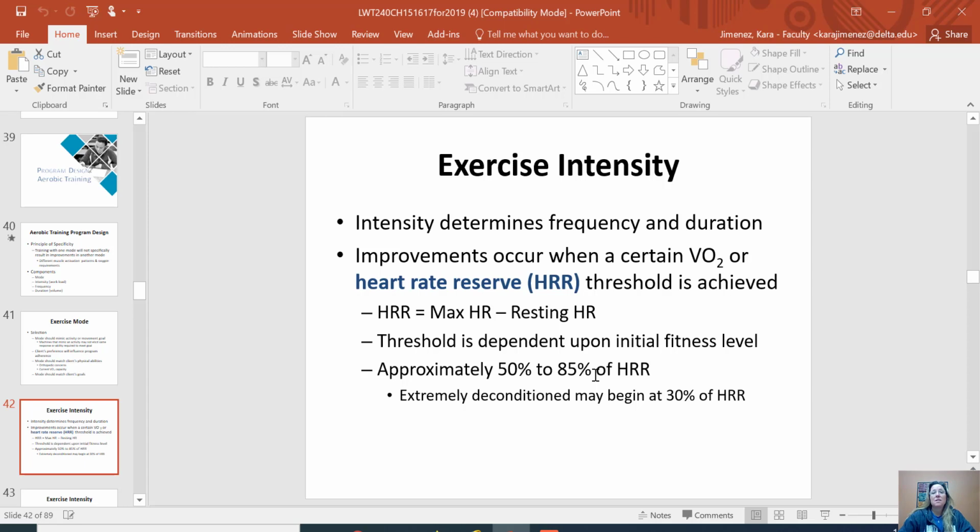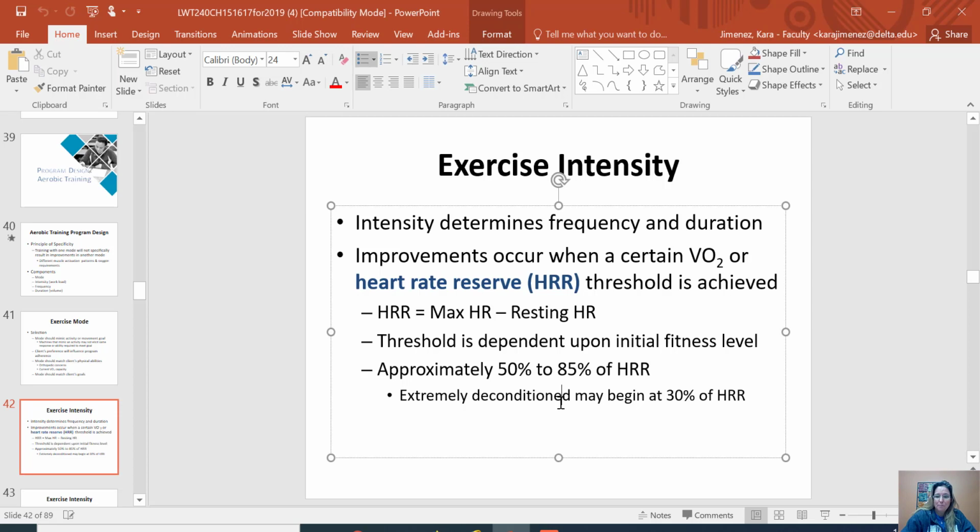So if you're designing a program for your client and you're using the Karvonen method to determine the recommended intensity as far as exercise heart rate goes, 50 to 85% is that general range. But note that extremely deconditioned people can begin at even 30%. So as low as 30% of a heart rate reserve and then start to work their way up.